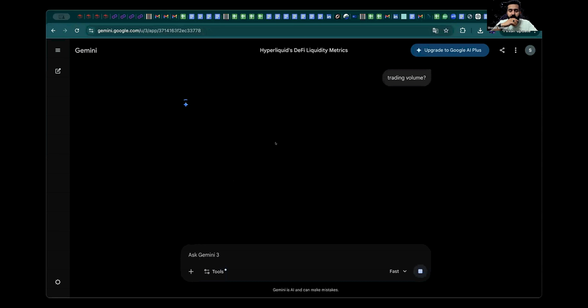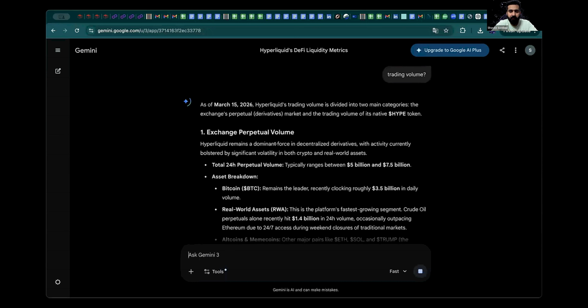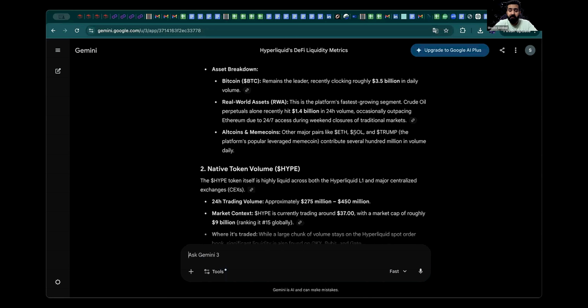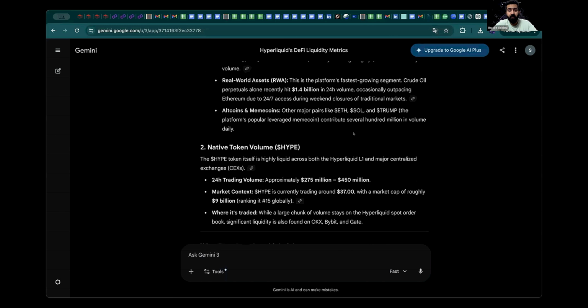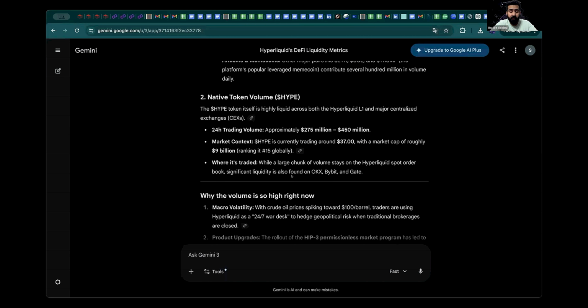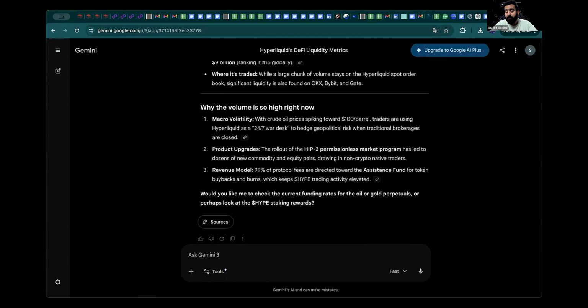It will be around billion, I believe. 5 billion to 7.5 billion, 24 hours with perpetual. So it's a massive trading engine. It's a layer one for trading. And 24-hour trading volume is 275 to 400 million in spot, I believe. And Hyperliquid token is also, I believe, under 50 on CoinMarketCap.